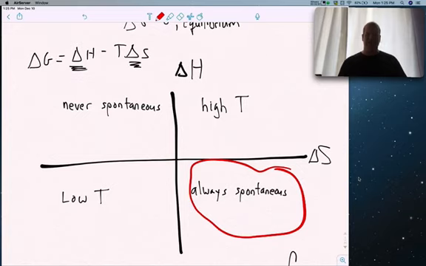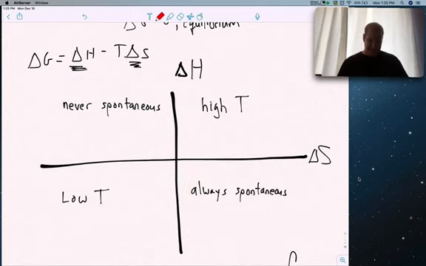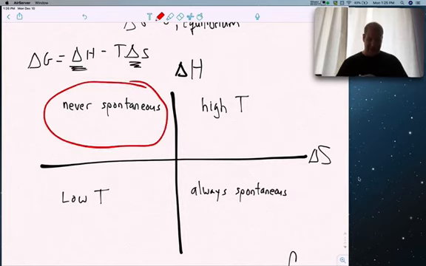So something like the burning of propane in oxygen. This will always be spontaneous at any temperature. The problem though is the rate. So it doesn't mean it's going to happen quickly. It just means that it's going to happen, but the time length can be a very long time, or it can be very fast. And then the opposite is true here. If it's an endothermic reaction with the entropy going down, this will never happen spontaneously, at least.